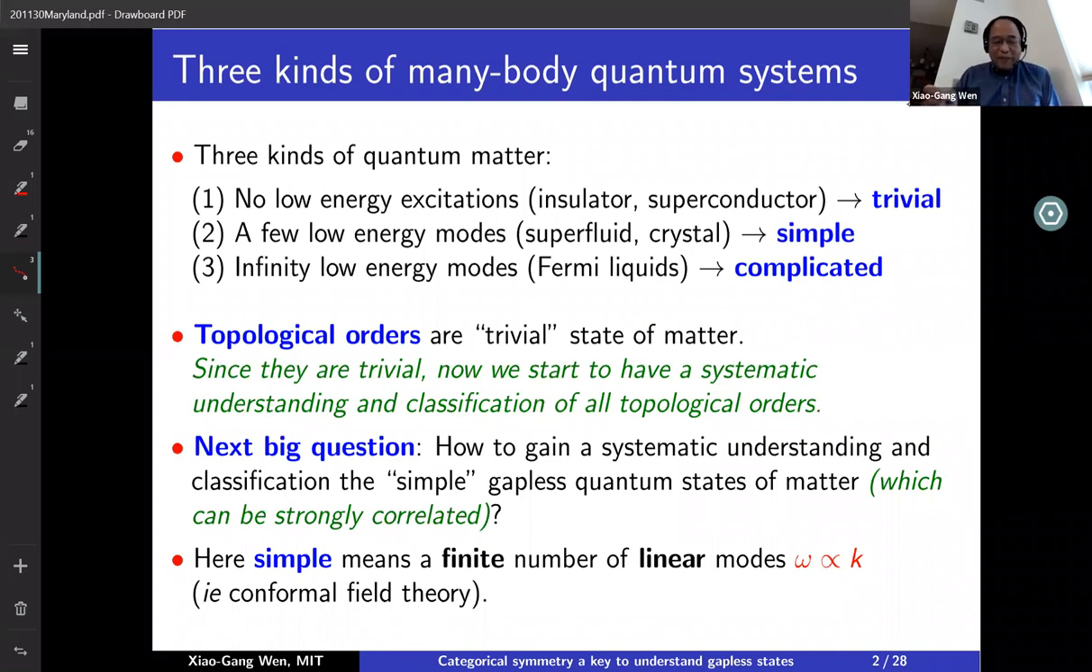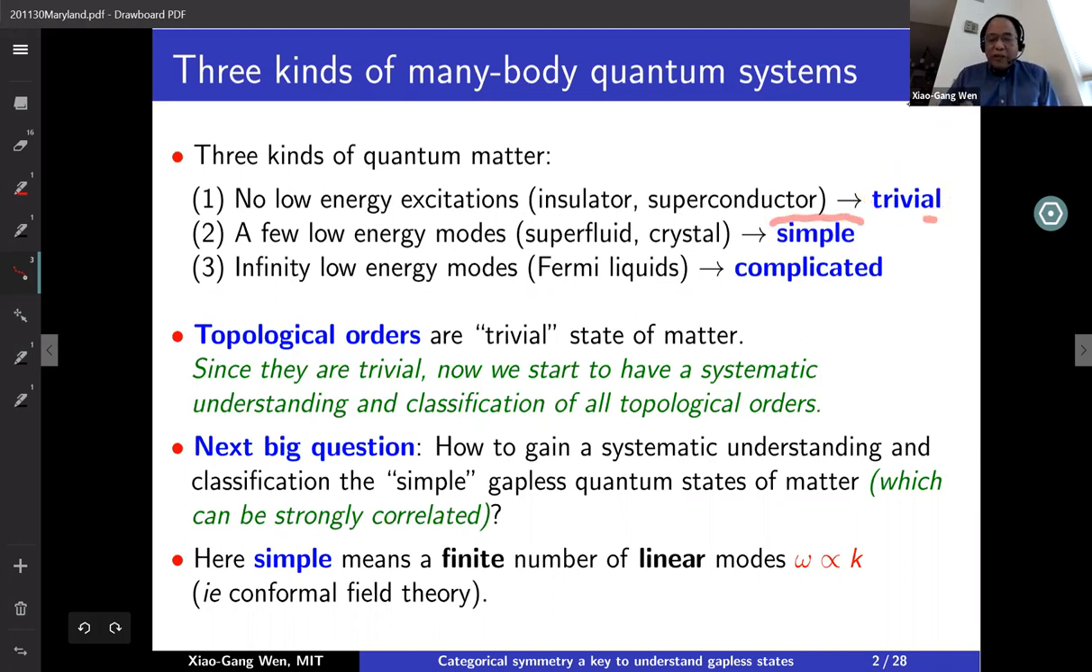Yeah, sure. These are very good questions. I should answer this. Let's start from the first one, the trivial one. Well, we don't need to worry about that because I have an energy gap. So there is nothing at low energy. So we don't worry about that.